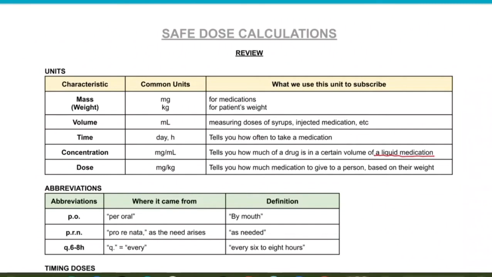And then when we're talking about dosages, or when we're calculating safe dosages, you're going to see this a lot. That's milligrams of the drug per kilograms of the patient's body. It describes how much medication is safe to give to a person based on their weight.